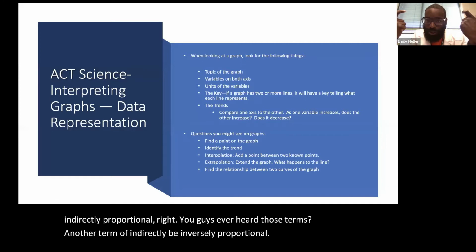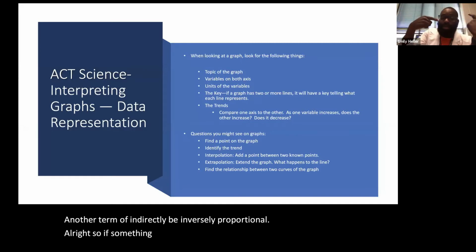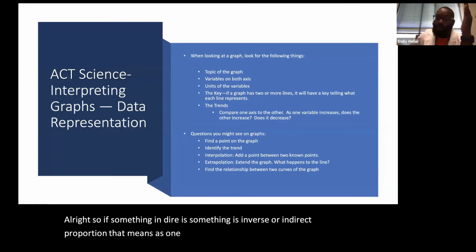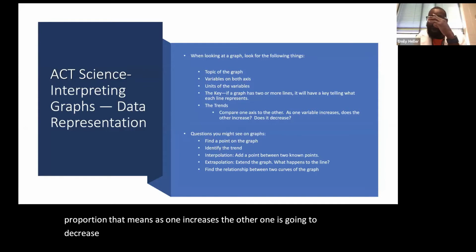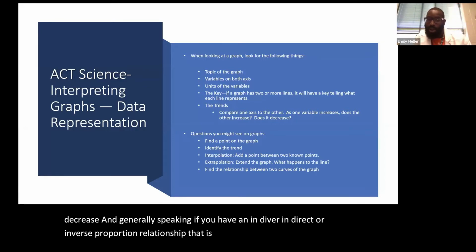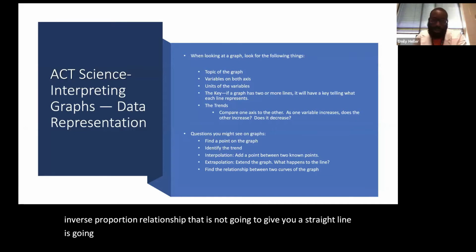All right. So if something is inverse or indirect proportion, that means as one increases, the other one is going to decrease. And generally speaking, if you have an indirect or inverse proportion relationship, that is not going to give you a straight line. It's going to give you a curve. So it's going to look something like this.